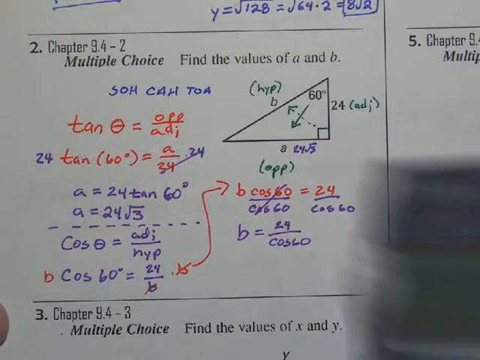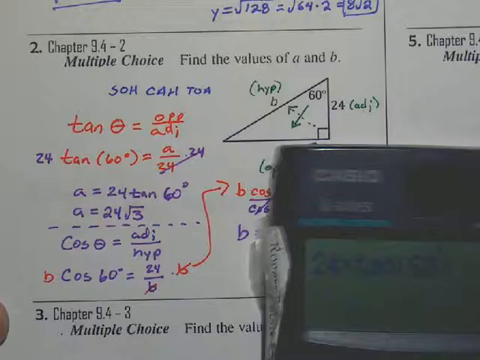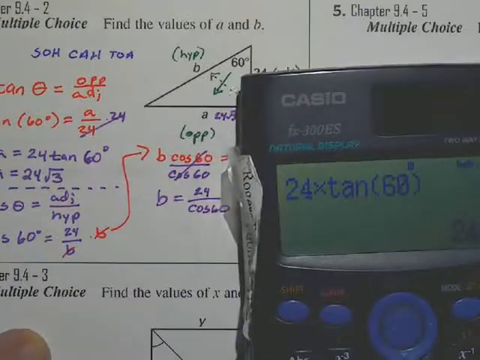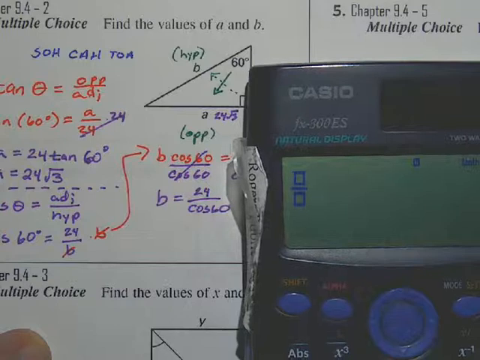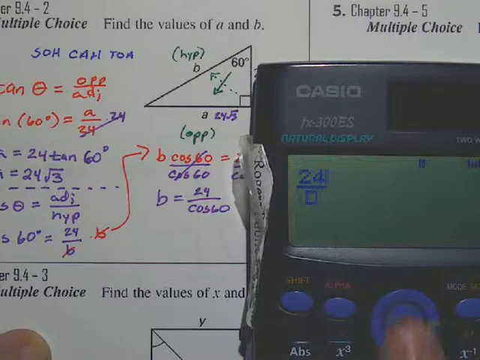Once again, I'm going to put that in my calculator, and I'm going to put this in a fraction bar so you guys can see it. So if I clear it and put the fraction button, then I can put 24 on top, cosine 60 on bottom.